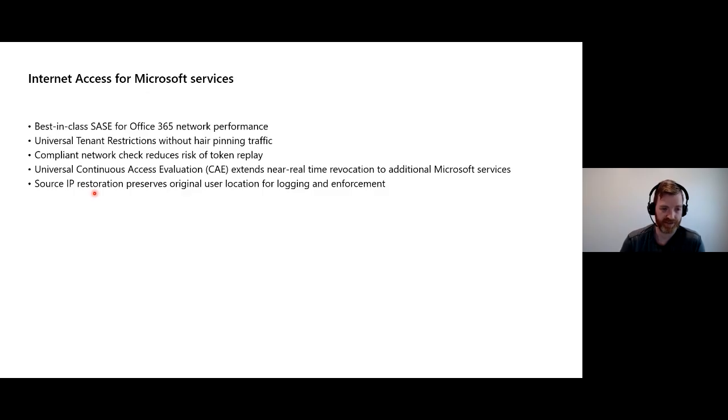So with Global Secure Access, we preserve the original IP address of the user. And so when you look in the sign-in logs, you'll see two IP addresses: one of the Global Secure Access proxy service, essentially, and the original IP address of the user. So you preserve this information. This is great for investigations. It's also really good for risk-based detections.